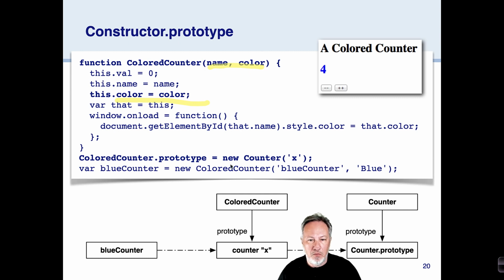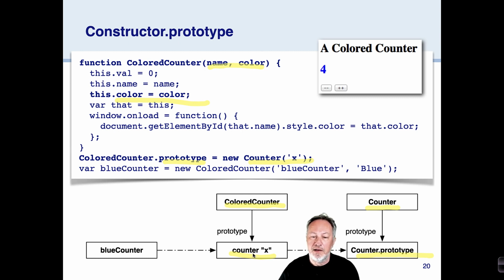Here we will set the prototype of the colored counter to be an instance created by our previous counter constructor. Since it's only going to be used as a prototype, it doesn't matter what its name is, so we'll create a new instance of counter with the name x. And now we get a picture that looks like this. We've created a counter x. It's being instantiated from the counter. It has its prototype, the counter.prototype.